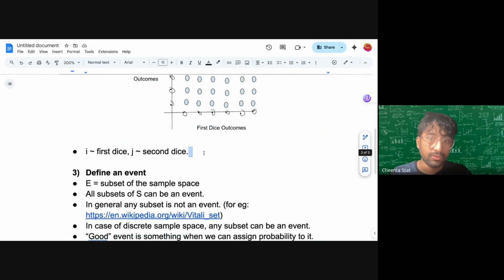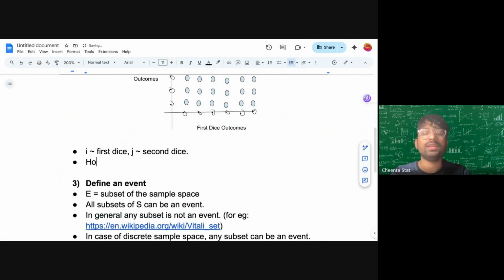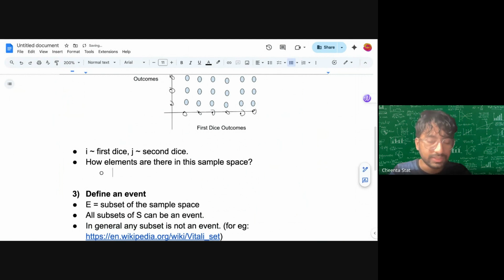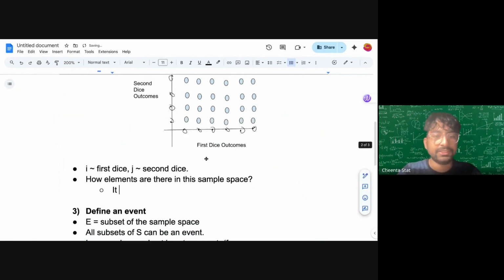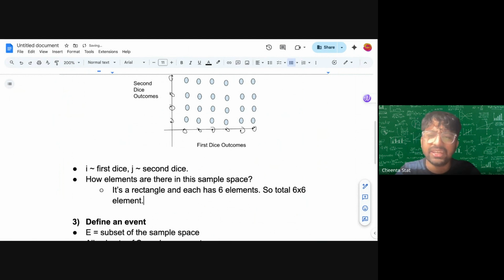Great. So that's a great thing here. How many elements are there in this sample space? As you have said, it's a rectangle, and each side has 6 elements. So total 6 into 6 elements, kind of discrete area.